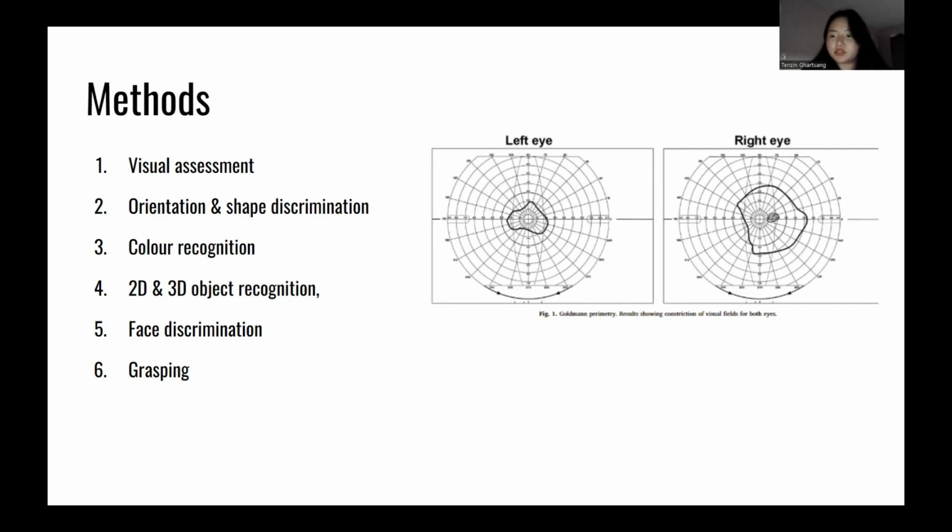Number 3, color recognition, he was presented with the primary colors and he had to guess what the colors were, which he got perfect in.